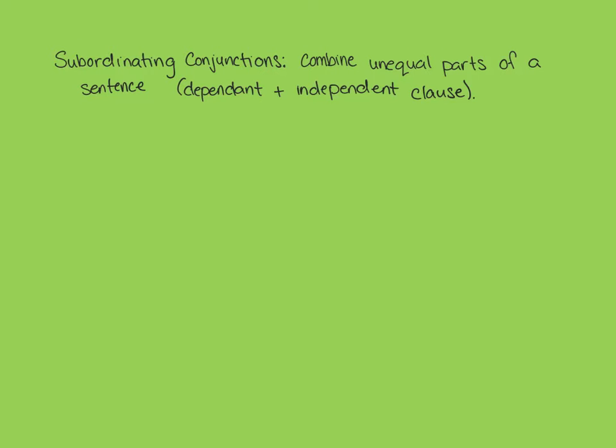You would use a coordinating conjunction, the first type we learned about, to combine 2 independent clauses, 2 sentences on their own, but a subordinating conjunction allows us to combine a dependent clause with another independent clause.